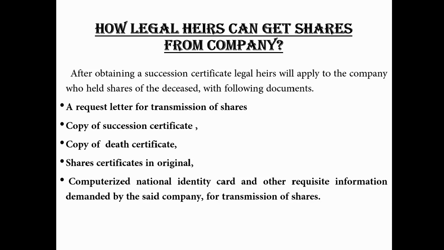How legal heirs can get shares from company. After obtaining a succession certificate, legal heirs will apply to the company who held shares of the deceased with following documents: a request letter for transmission of shares, copy of succession certificate, copy of death certificate, shares certificate in original, computerized national identity card, and other requisite information demanded by said company for transmission of shares.